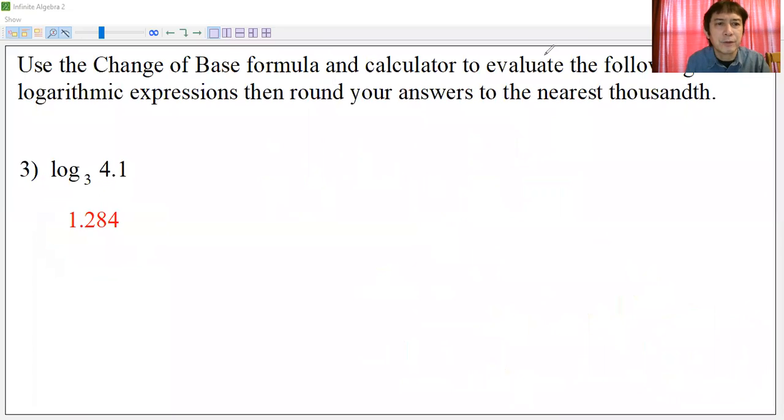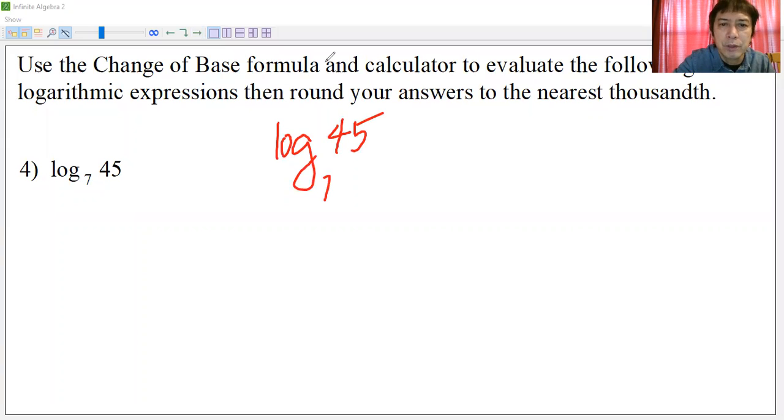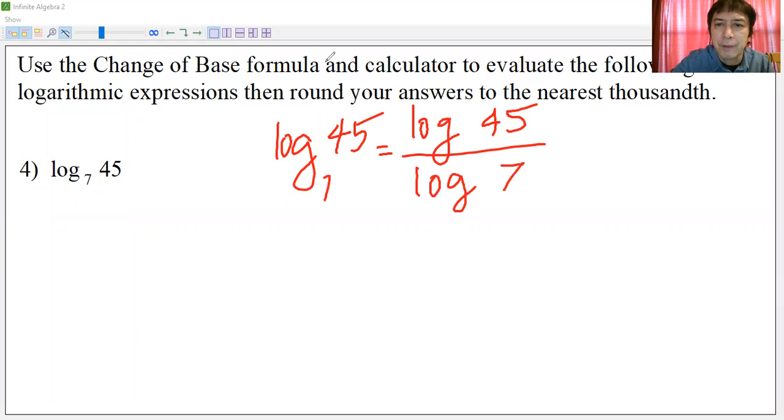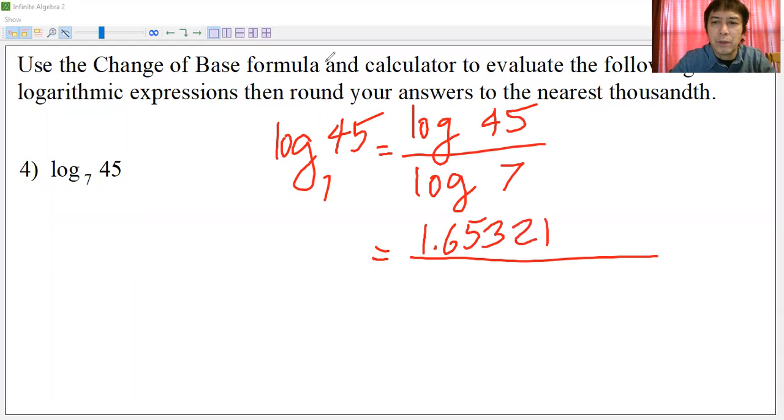Number 4 now. Let's continue with number 4. Here is the fourth number. Use the change of base formula and your calculator. Find logarithm of 45 base 7. So this is just logarithm of 45 divided by logarithm of 7. So we will write everything in detail. This will be logarithm of 45, and this is 1.653212514. And then we have logarithm of 7. This is 0.84509804.